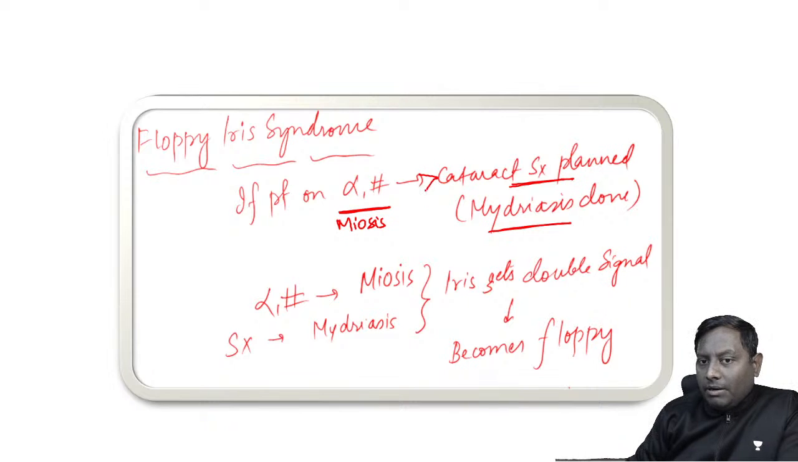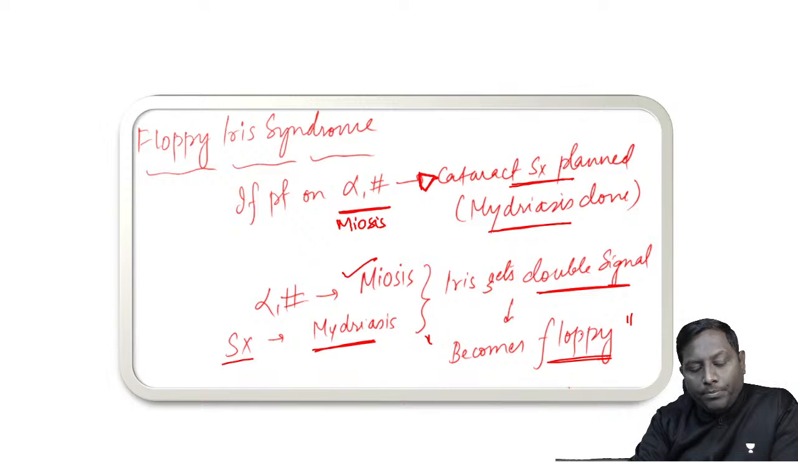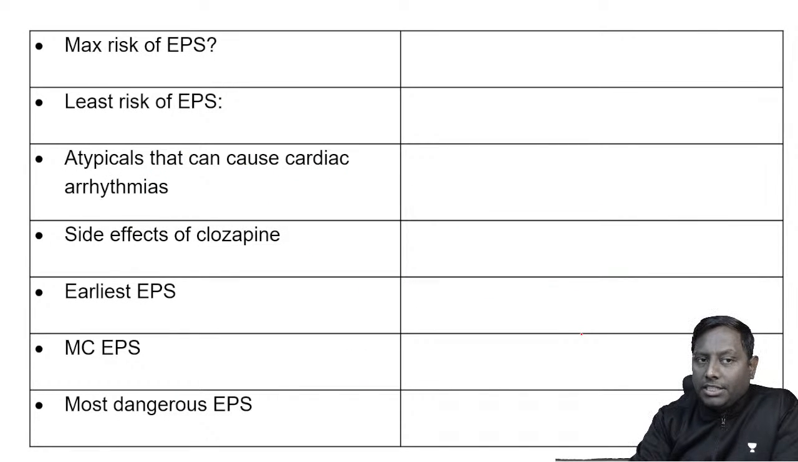Let's say later in the same afternoon, you want to do a cataract surgery, you will be instilling mydriatic agents, so the iris will be getting a dual signal at a time. The alpha 1 blocker caused miosis, and for surgery you did mydriasis, so the iris is getting a double signal at a time, and because of that the iris becomes flaccid or floppy. We say floppy or flaccid iris syndrome.